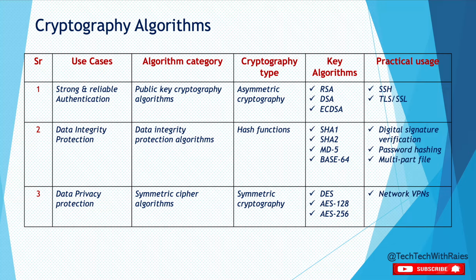The last thing is symmetric cryptography. The algorithms are basically DES, AES 128, AES 256. These algorithms are very commonly used, like AES is very commonly used. And the practical use for that is network VPNs. In network VPNs we mostly use pre-shared keys, and we also use algorithms like AES. So let us move on.